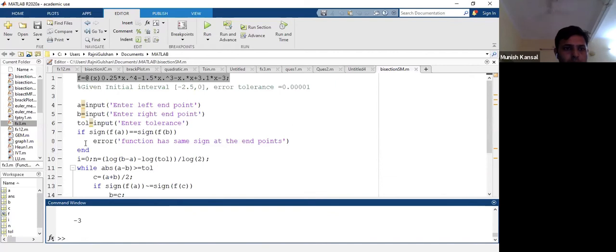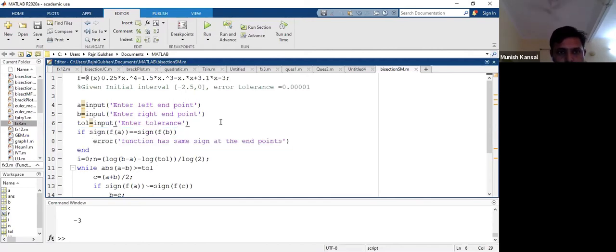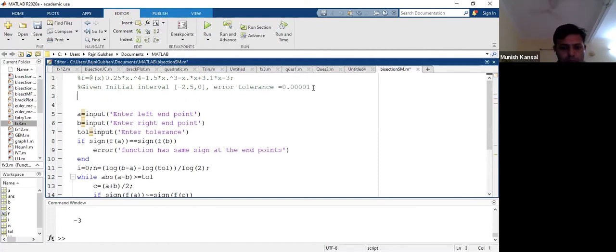So you have to include this kind of statement in your program for the bisection method, so that you get to know whether the method is applicable or not, right? So this is the first question that we have discussed here. Now we can go to the second one. Let me just write down the next one for you, then we can proceed with the next method, right?